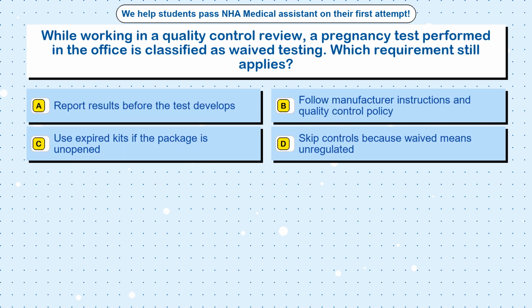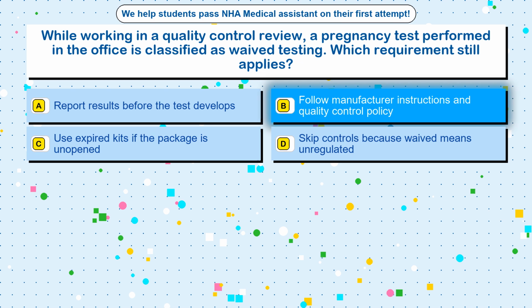Question 60. While working in a quality control review, a pregnancy test performed in the office is classified as waived testing. Which requirement still applies? Option A. Report results before the test develops. Option B. Follow manufacturer instructions and quality control policy. Option C. Use expired kits if the package is unopened. Option D. Skip controls because waived means unregulated.